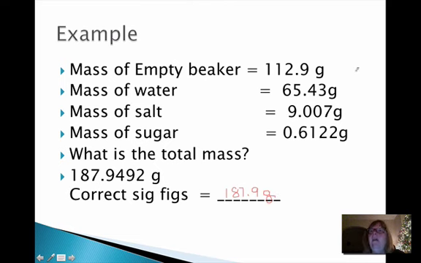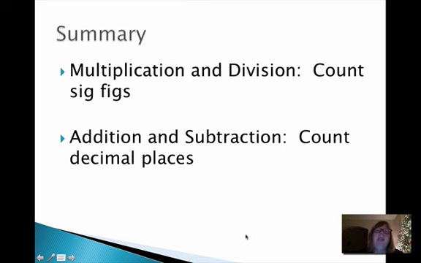All right, so this is a little bit different. Remember, we didn't count how many significant figures we had. We looked at how many decimal places there were, and the least number of decimal places is what we reported to. So multiplication and division, you count the significant figures. Addition and subtraction, you count the decimal places. And again, we're going to really practice this in class.